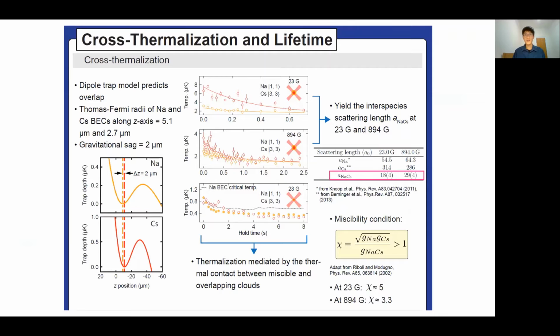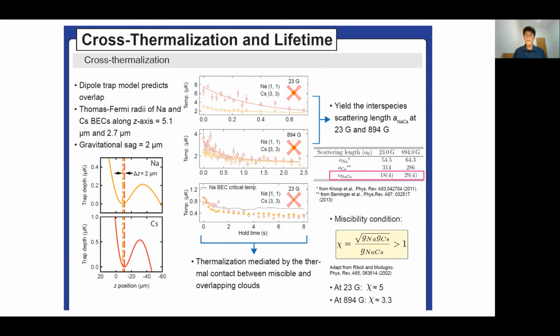We investigate the cross thermalization of the mixture. On the thermalization curves, we can obtain the interspecies scattering length at both 23 and 894 Gauss. We then calculate the miscibility condition to be approximately 5 at 23 Gauss and 3.3 at 894 Gauss, which is above the threshold of 1.